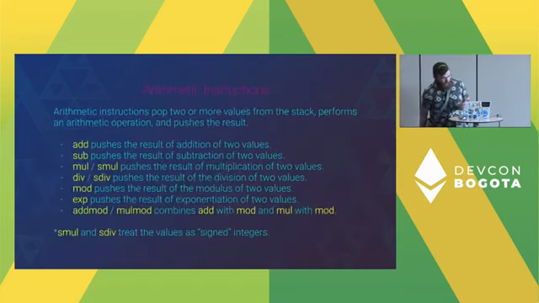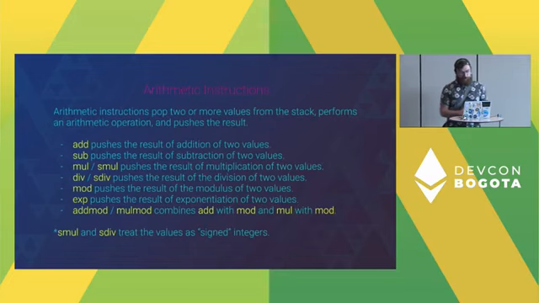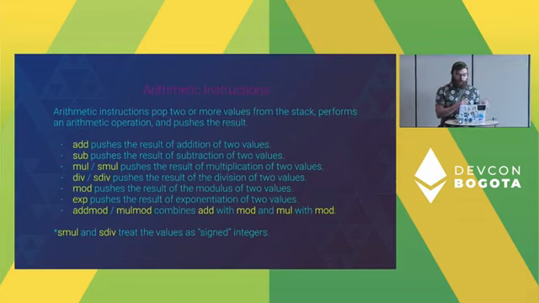So from stack instructions, we're going to go to arithmetic instructions. So of course, add, we'll add two values. Sub, we'll subtract two values. Mul will multiply two values. Smul does the same thing, but it treats the number as a signed integer. And so what this means is that the number can be represented as positive or negative.